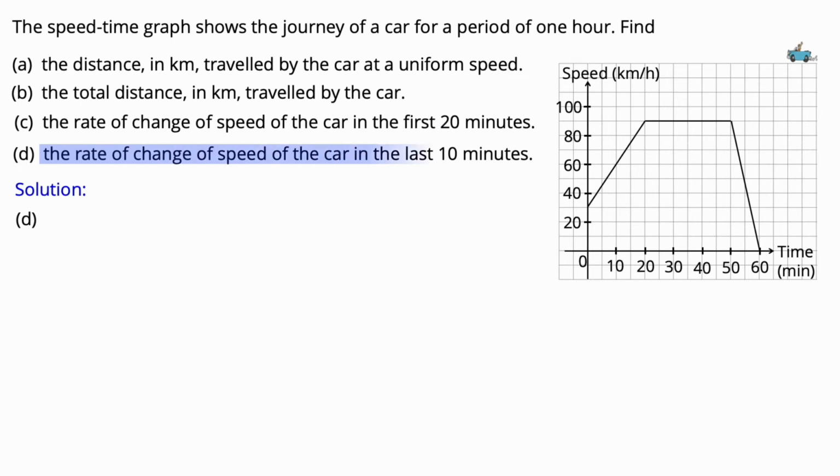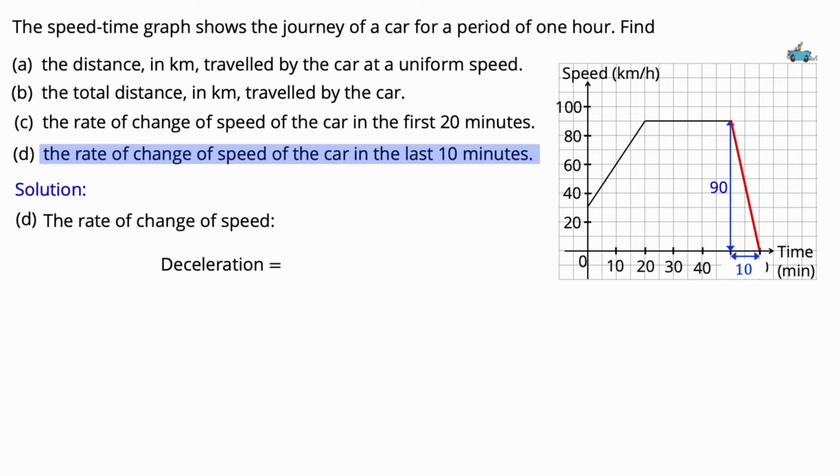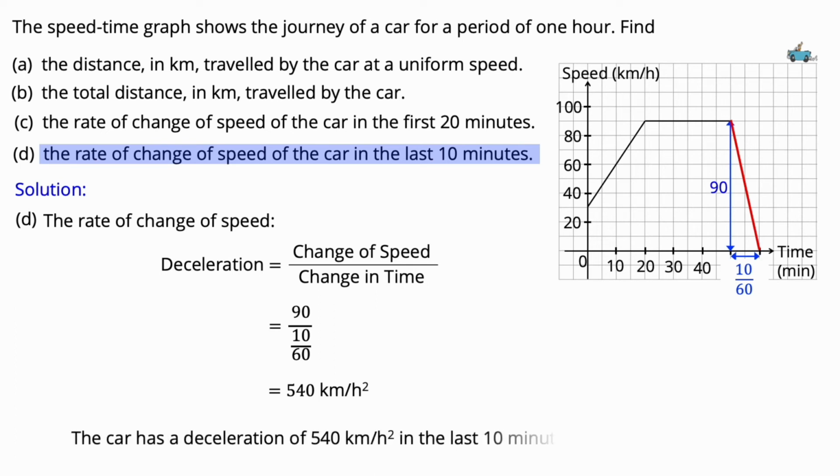D. Find the rate of change of speed of the car in the last 10 minutes. The last 10 minutes is a downslope, negative gradient. This shows that the speed is decreasing. Hence, the rate of change of speed is defined as deceleration. We can see the change of speed is 90 km per hour and the change in time is 10 minutes. Convert the time to hours, time divided by 60. To calculate deceleration, we divide speed by time. 90 divided by 10 over 60 equals 540. The car has a deceleration of 540 km per hour squared in the last 10 minutes.